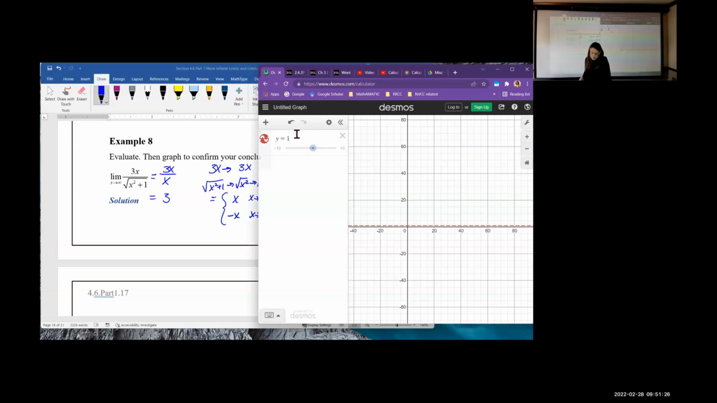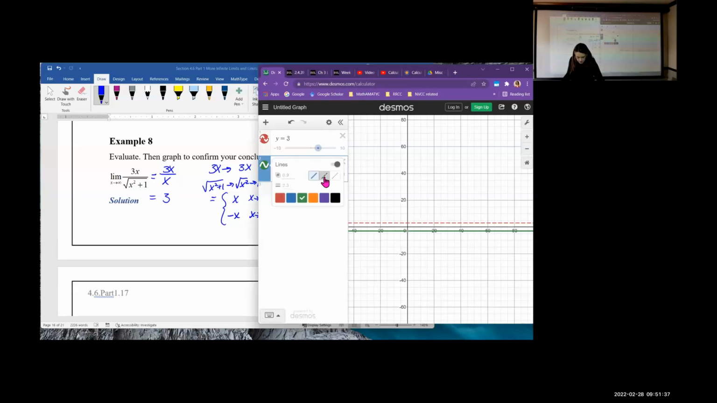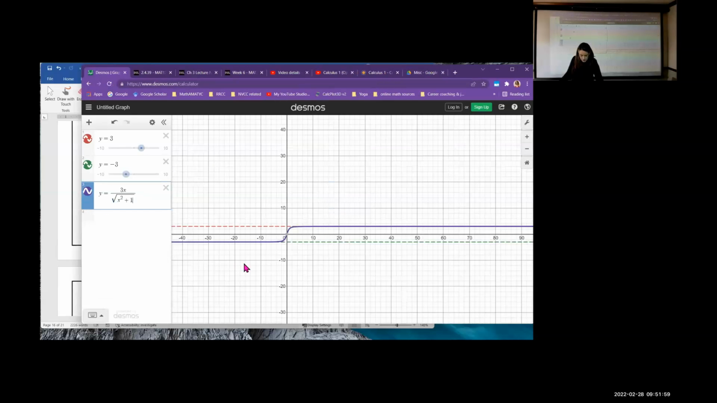And I will leave this up here. It's that 3, and we'll do another one. And make it dash as well. And then we've got y equals 3x divided by the square root of x squared plus 1. There we go. All right, so here's our graph.